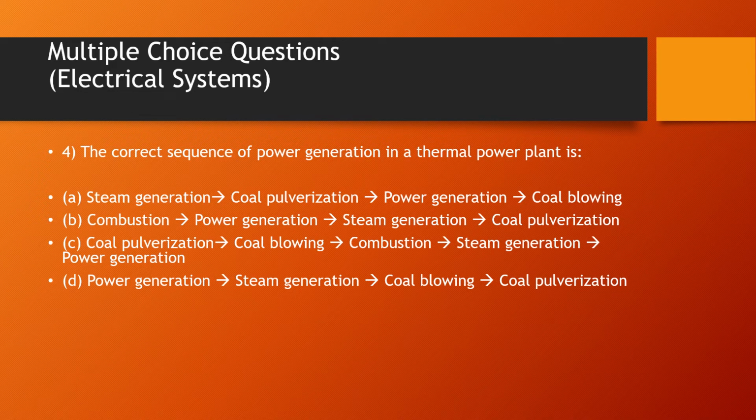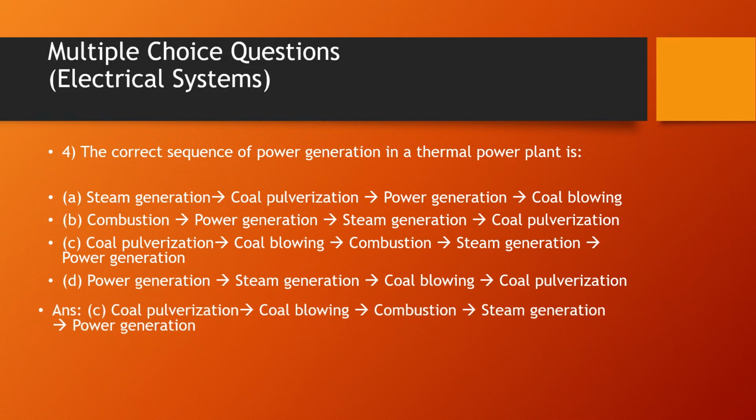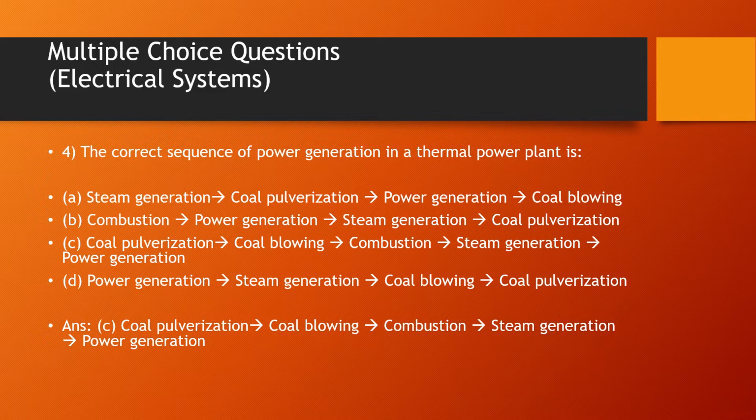Now coming to the next question, the correct sequence of power generation in a thermal power plant is option A, steam generation, coal pulverization, power generation, coal blowing. Option B is combustion, power generation, steam generation, coal pulverization. Option C is coal pulverization, coal blowing, combustion, steam generation, power generation. Option D is power generation, steam generation, coal blowing, coal pulverization. And the answer to this question is option C, that is coal pulverization, next is coal blowing, next is combustion, next is steam generation, next is power generation.